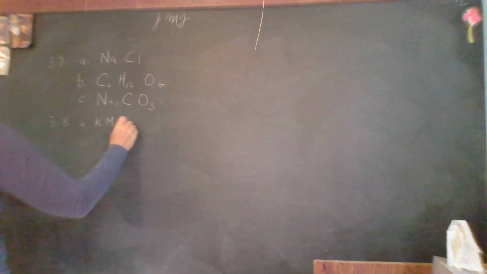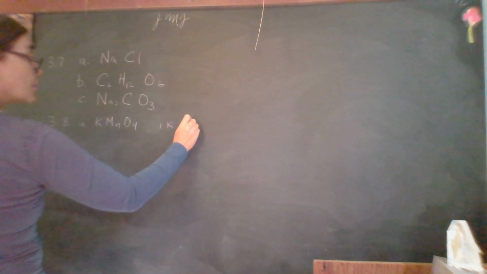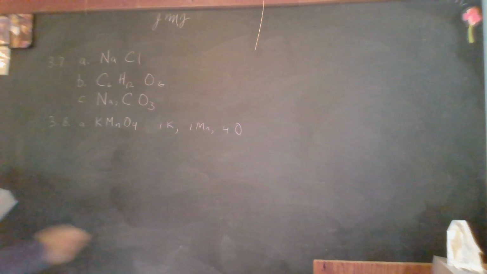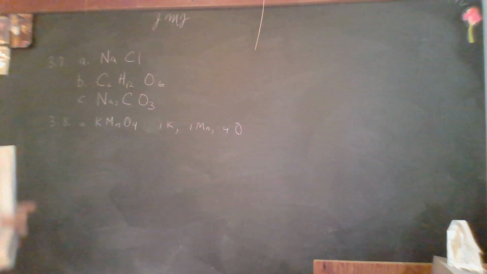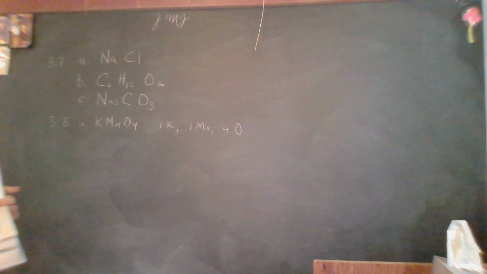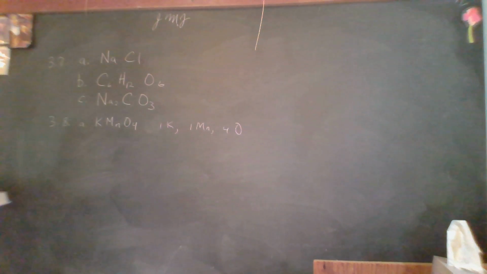And 3.8, how many of each atom exist in the following molecules? A is KMnO4, okay? So there's 1 K, 1 Mn, 4 O, right? What is Mn? Mn is manganese, K is potassium, and O is oxygen.